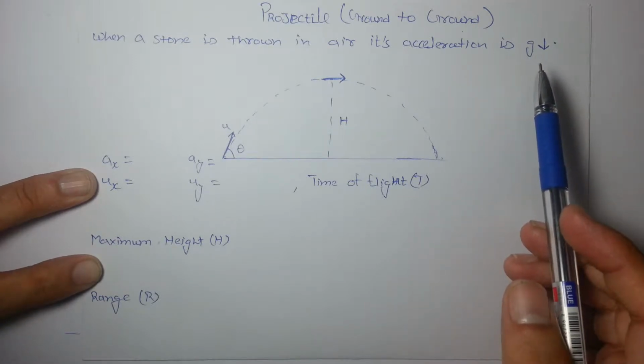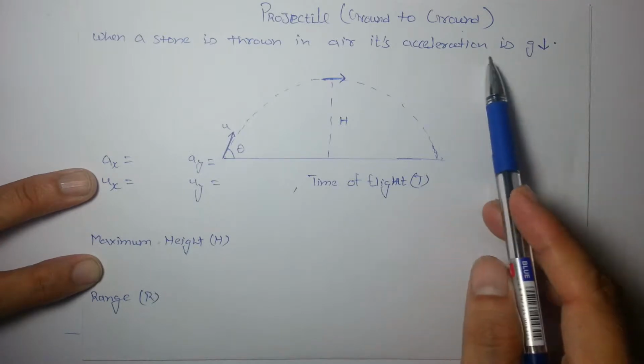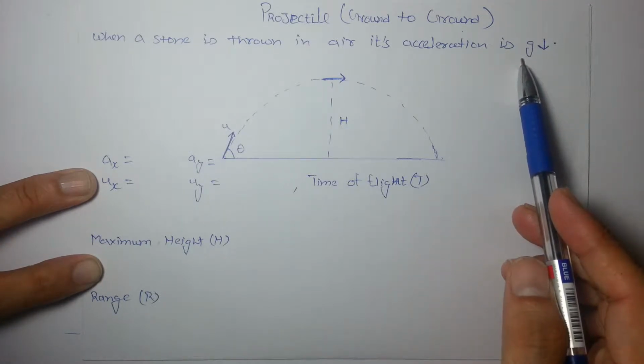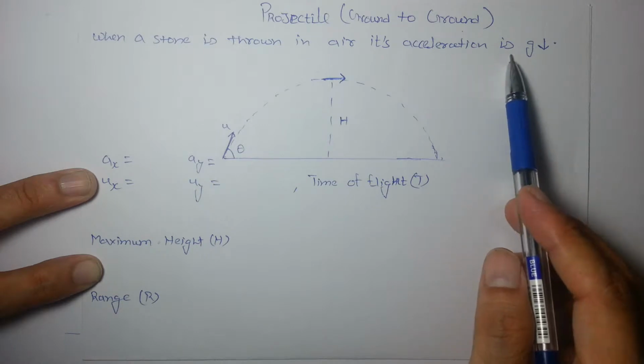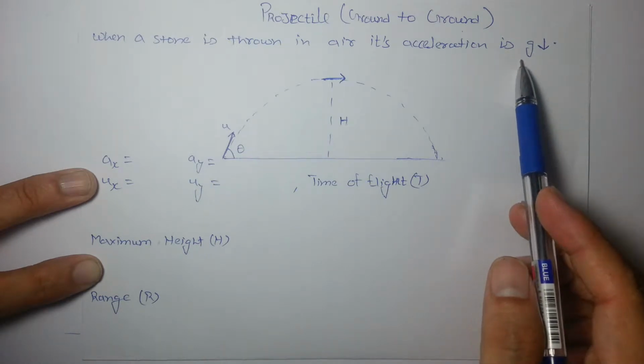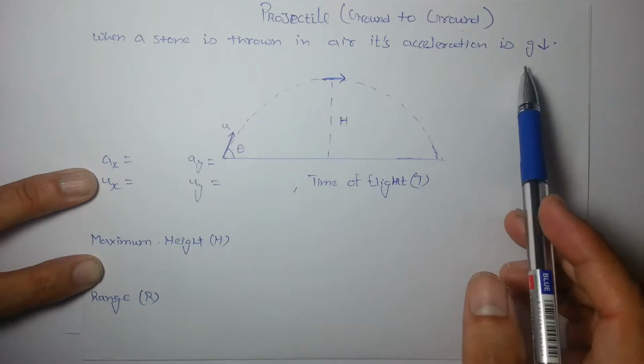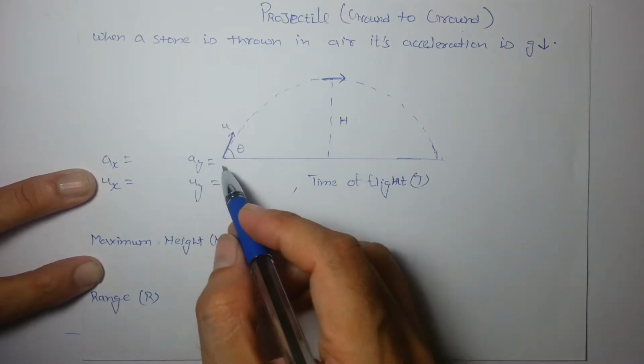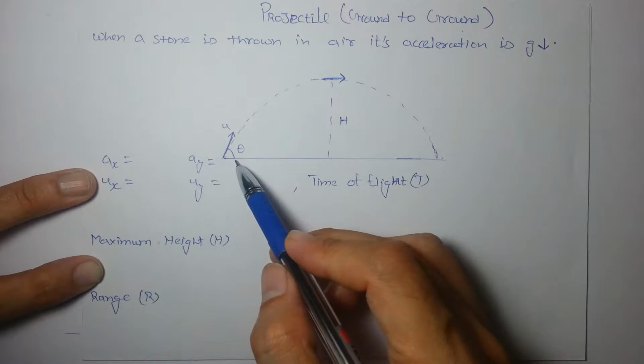no matter in what direction or with what speed you have thrown it. We are neglecting air resistance here. So the acceleration will be g in the downward direction, or we can say in the downward y direction only. So a stone is thrown with a speed u at an angle theta.